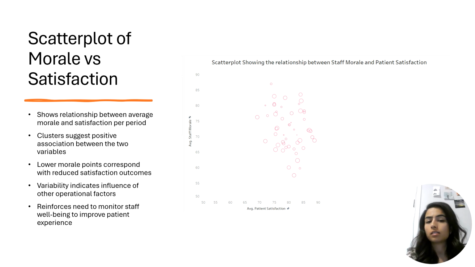This suggests that the staff experience, whether they feel supported or not, overworked and emotionally stable, directly influences how patients rate their hospital experience. At the same time, we can see a minor spread in the plot, but overall the strong positive pattern reinforces that improving staff well-being can meaningfully improve patient outcomes. Let's move to our findings.